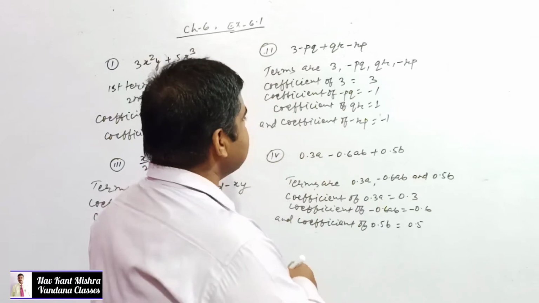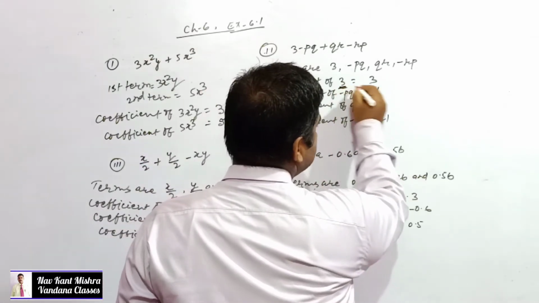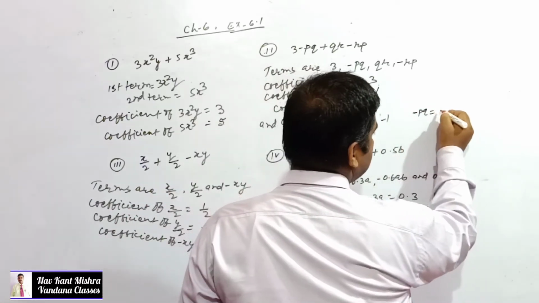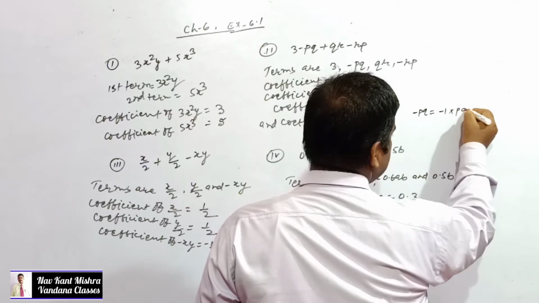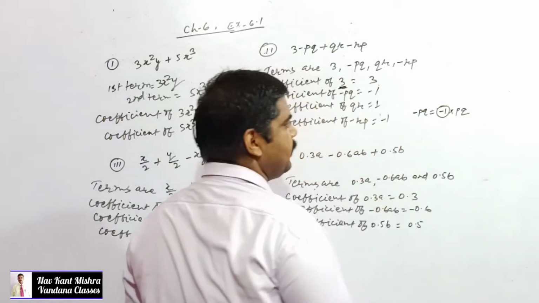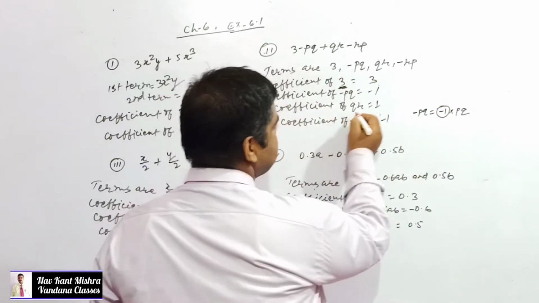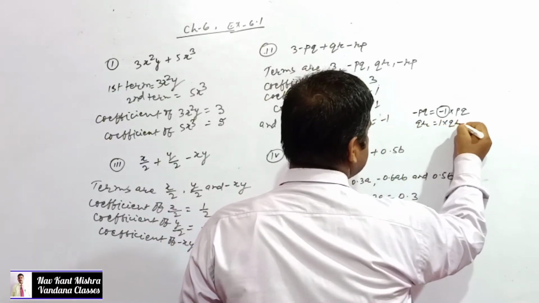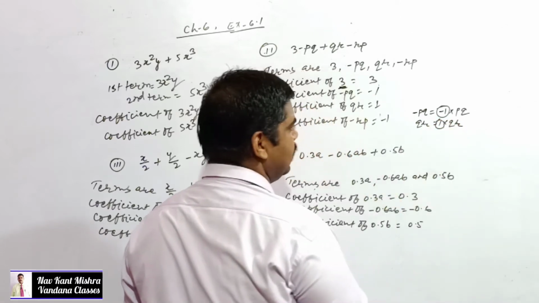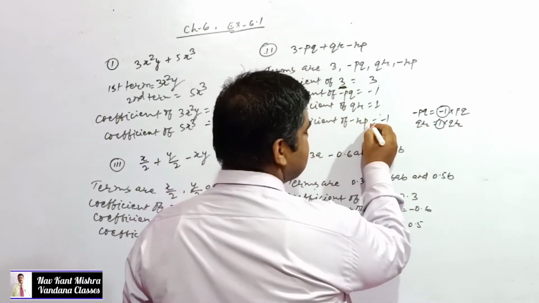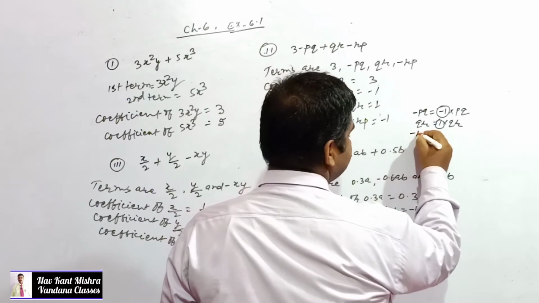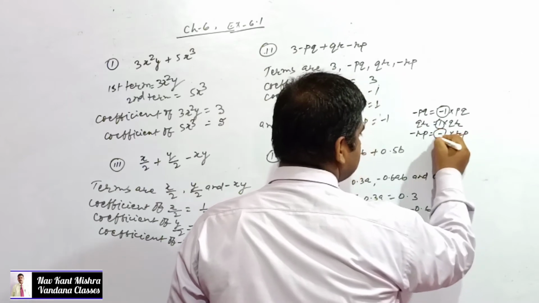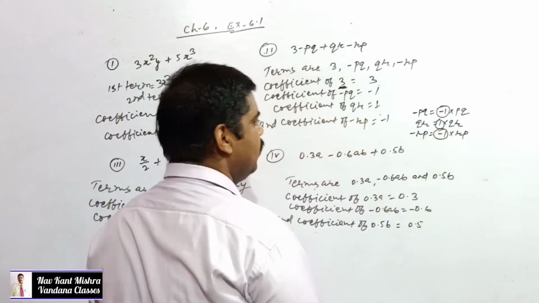Regarding the coefficient, you can see that the coefficient of 3 is 3. The coefficient of minus pq: since minus pq can be written as minus 1 into pq, its coefficient is minus 1. The coefficient of qr can be written as 1 into qr, so its coefficient is actually 1. The coefficient of minus rp can be written as minus 1 into rp. This is why the coefficient is minus 1.